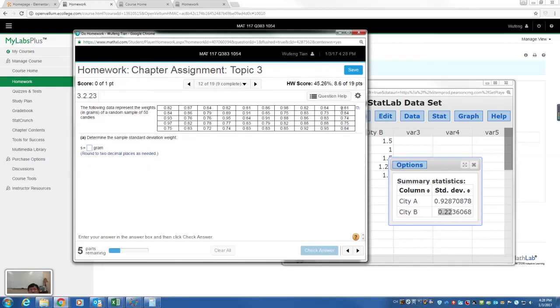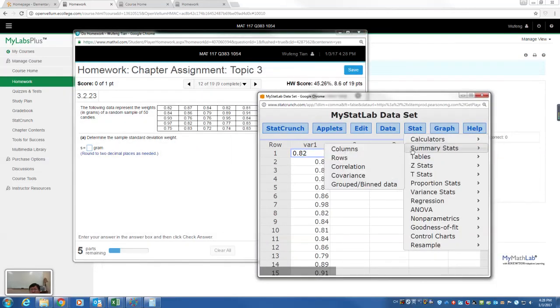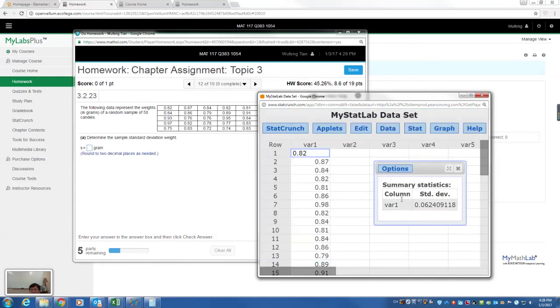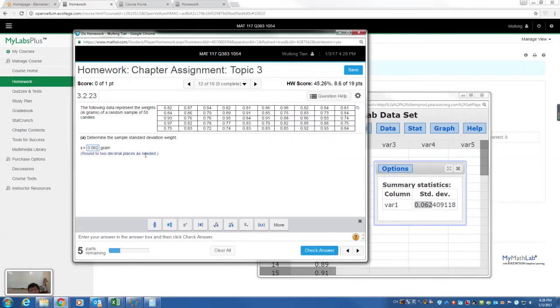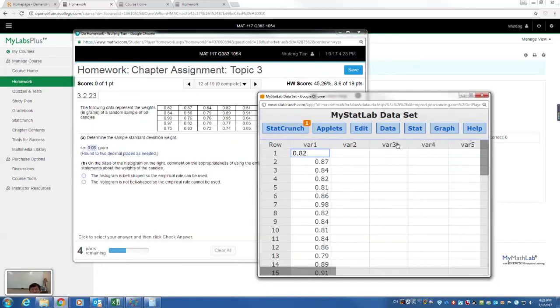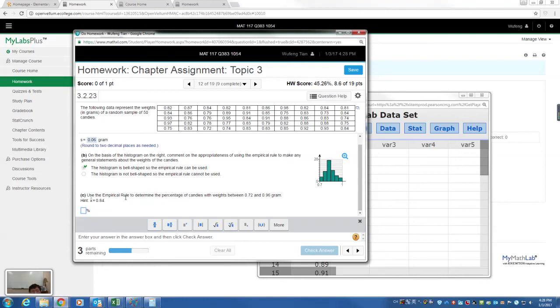Okay, standard deviation is pretty simple. Just open StatCrunch, summary stats, columns, choose it, and choose standard deviation, compute, and that's your standard deviation, to 2 decimals. And you have the graph, the histogram. The histogram is bell-shaped, it's like a bell. And use the empirical rule to determine the percentage of the candy weights between this and that. Okay, so this is the empirical rule.